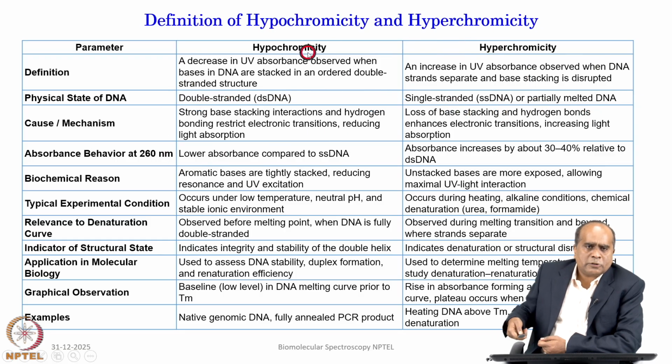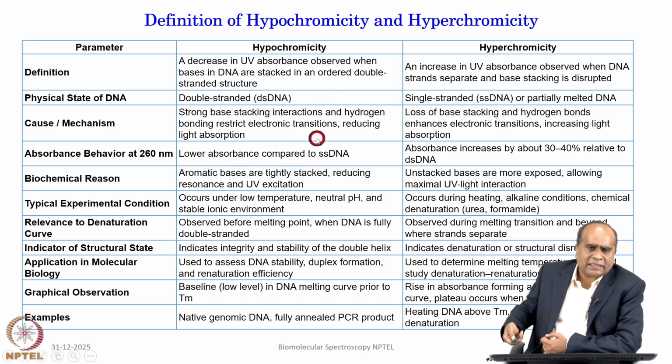Now what is the cause or mechanism? In double stranded DNA, the bases are stacking, the hydrogen bond is forming, and that restricts the electronic transition, which reduces the light absorption. Whereas in single strand, the loss of base stacking happens, the hydrogen bonds are not there, and that enhances the electronic transition, and that is why there is increased light absorption, and therefore you have a more intensity. Now, because of all the stacking and hydrogen bonding, in hypochromicity the absorbance is lower, here absorbance is higher.